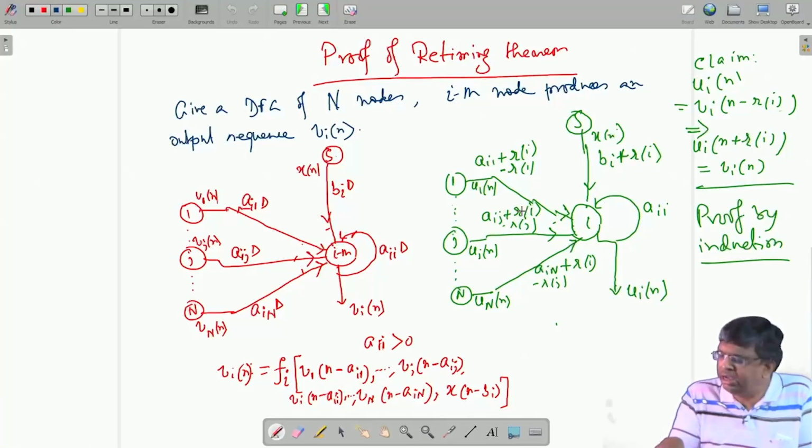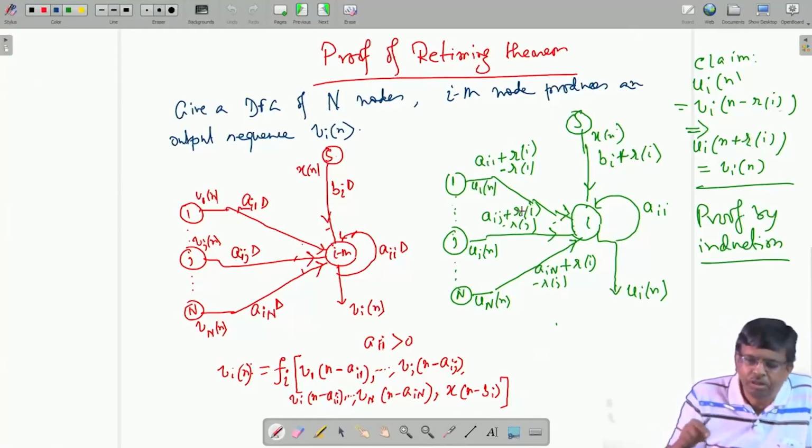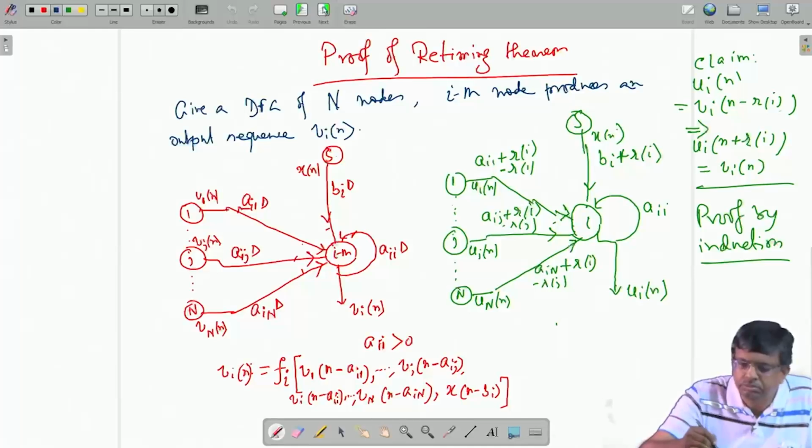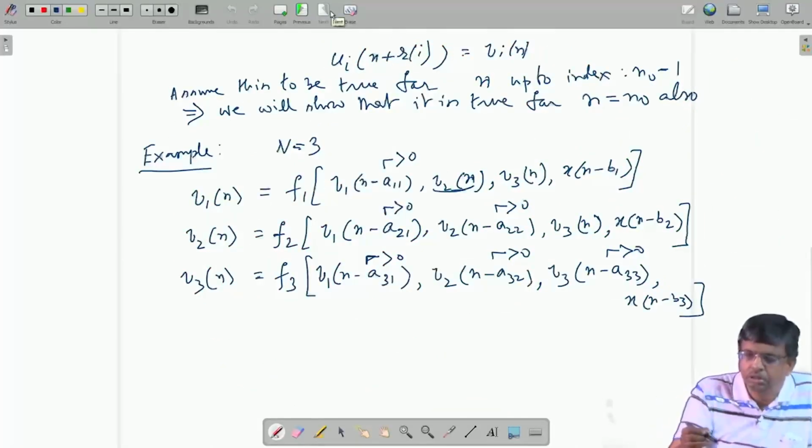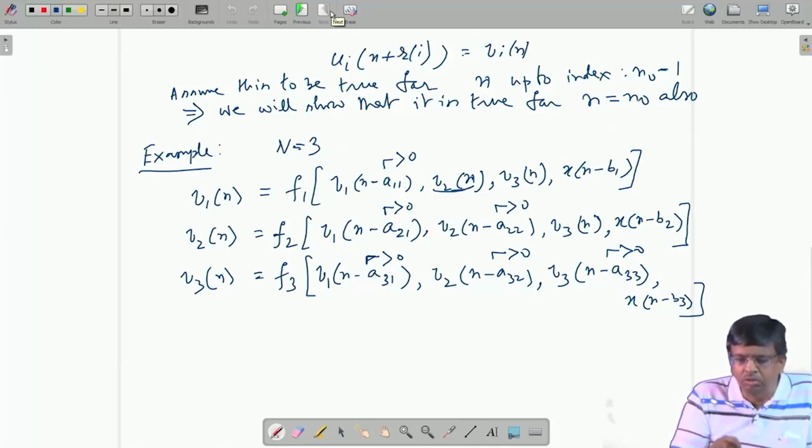I will take a special case n naught, Ui[n naught], and I will show that Ui[n naught] plus r(i) will be equal to Vi[n naught]. So, this relation will be valid at n equal to n naught also. And remember, every node is basically a function of all other nodes and itself, but their past values only. Even if the delay is shown to be 0, effectively it turns out that every node depends on the past value of all the nodes.